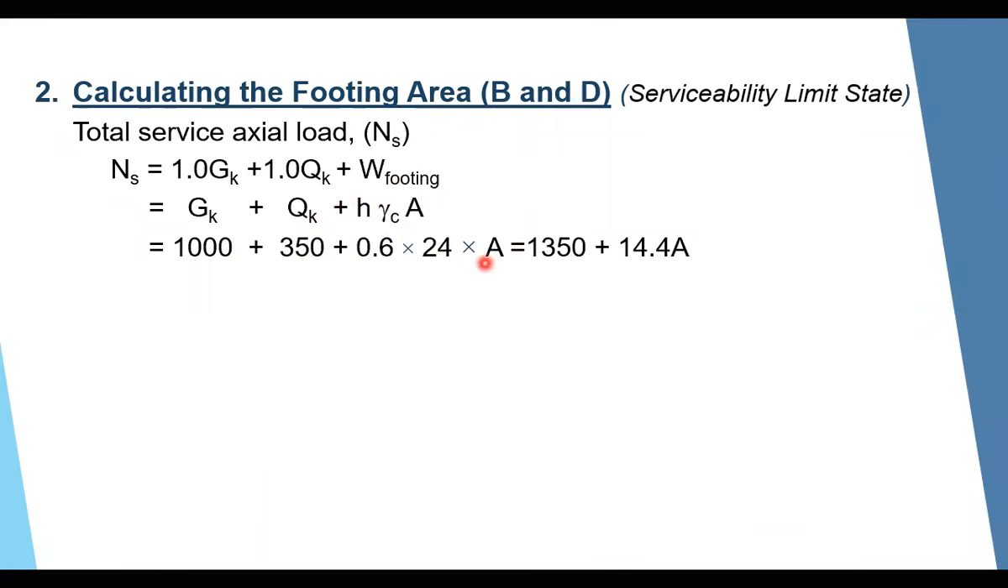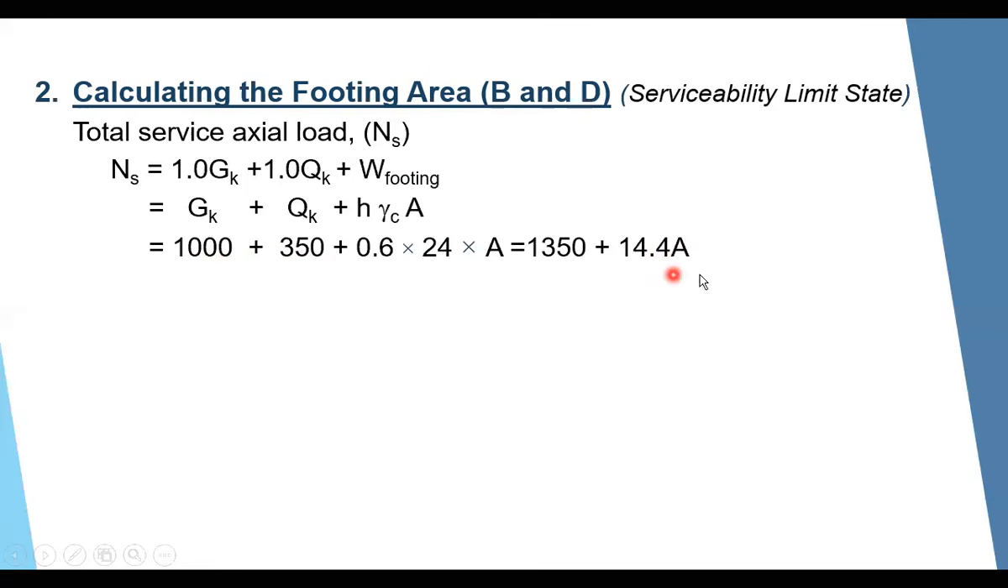Area of the footing is unknown. This is the unknown that we need to find. So the total service load equals, multiply this, it will be 1,350, dead load plus live load, plus here 0.6 times 24, it will be 14.4 times the A. And the A here is the area of the footing, which is the missing information that we need to find.